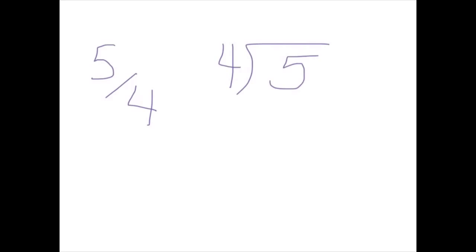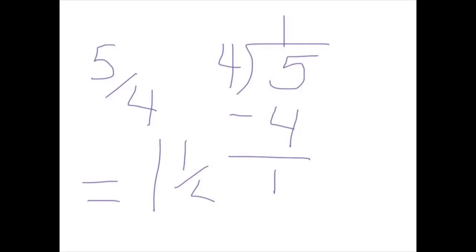So 4 goes into 5 one time, which means that 1 will be your whole number. 1 times 4 equals 4. So 5 take away 4 would be 1. 1 would be the remainder. So that means that your answer would be 1 whole and 1/4.